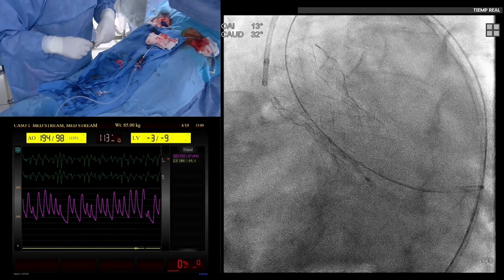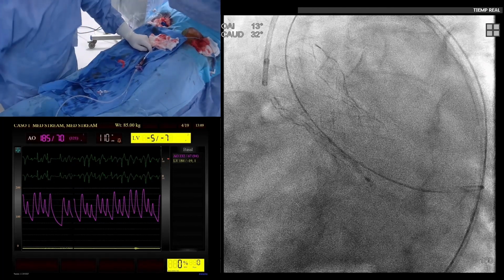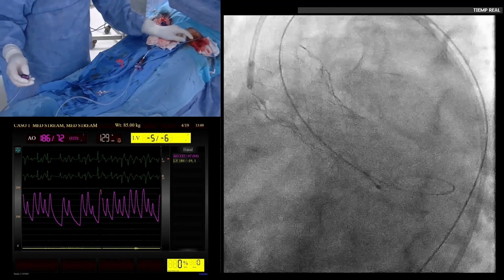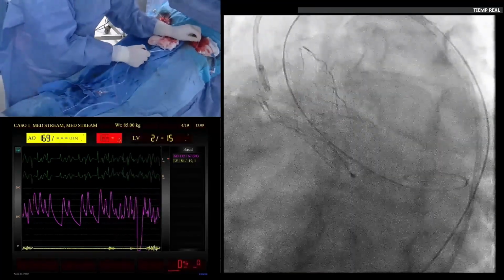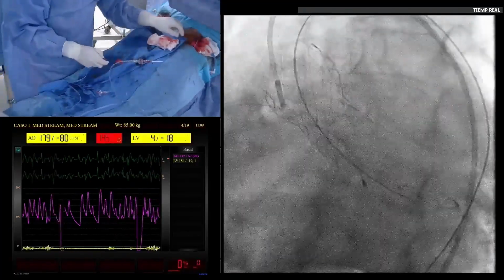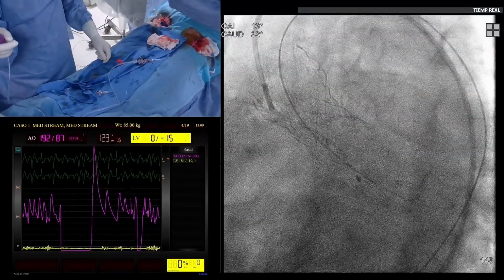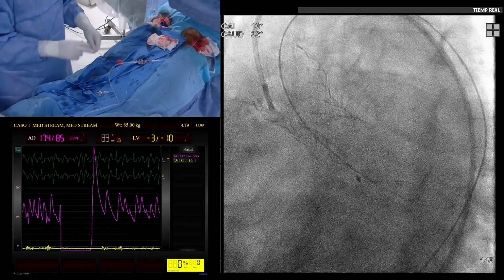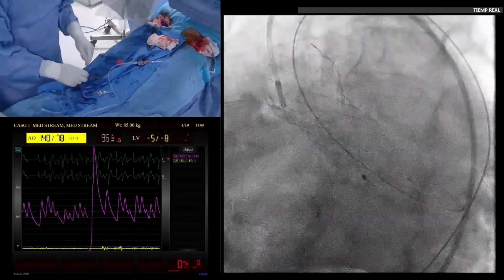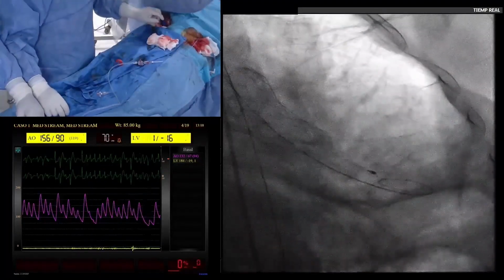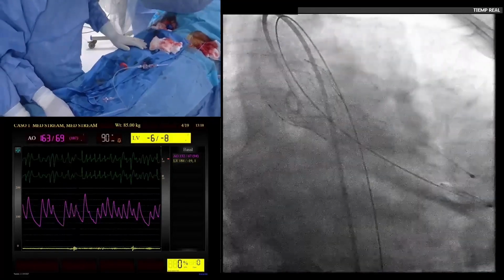So we will do a small test before, just to see. Remember, the valve is going to be a little bit deeper than we usually implant. Let's put 25 because she's with heavy tachycardia. But I think no, we don't have to use more heparin because we're almost done.